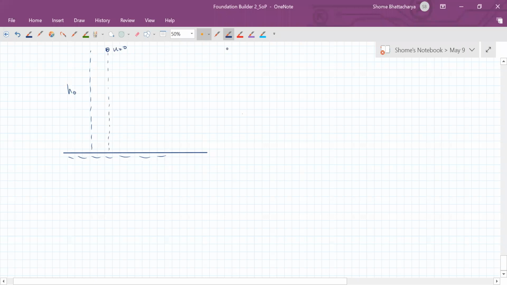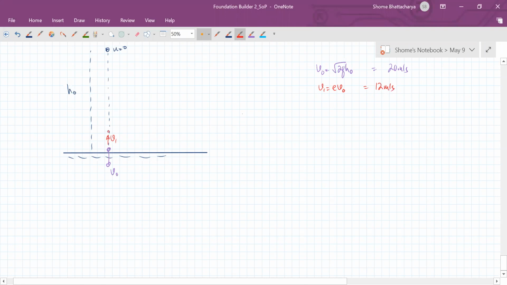So as it makes the impact, for the first impact, the impact velocity v naught will be root 2g h naught, which in this case is 20 meters per second. So immediately after that impact, it will have a velocity of v1, which will be e times v naught. So in this case, it will become 12 meters per second. Okay.